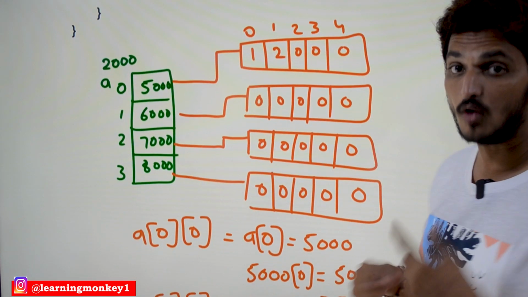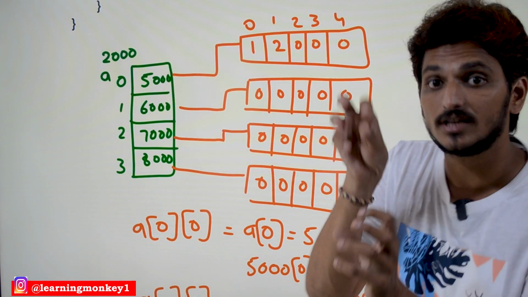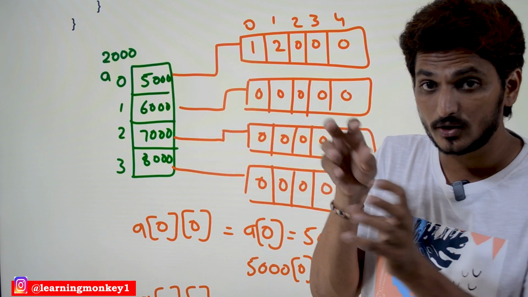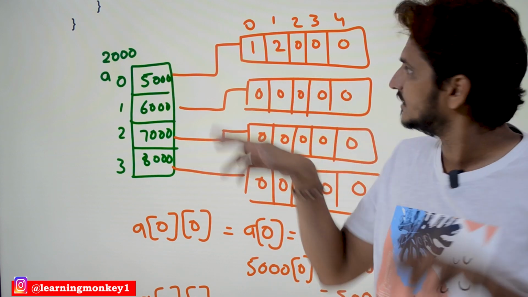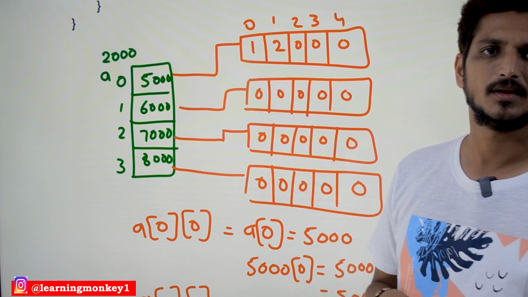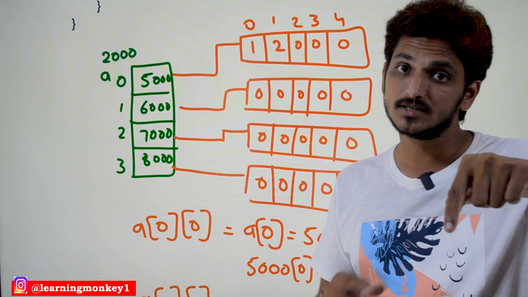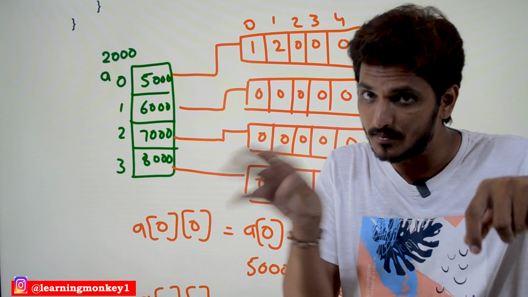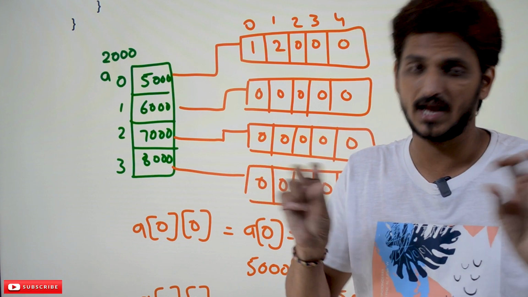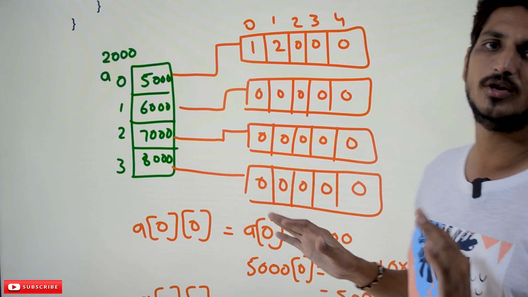So how is it going to access that memory location? How is it going to calculate this position? In our last class we clearly discussed how it is going to access the memory location by using mathematical calculation. The same way it is going to use here.